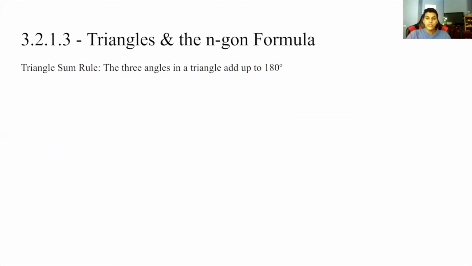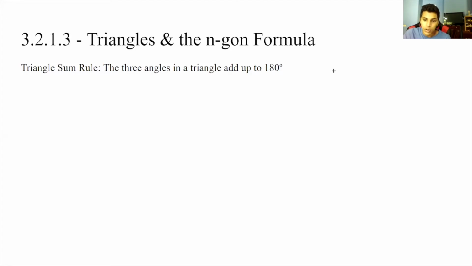So next we're just going to talk a little bit about triangles. And the first thing that you need to know about triangles is the triangle sum rule. Now this rule is extremely important and probably one of the most applicable angle rules in polygons that you need to know. So the triangle sum rule states that the three angles in any triangle add up to 180 degrees.